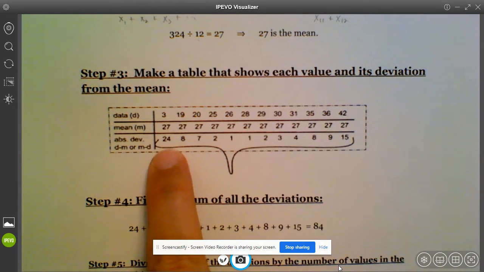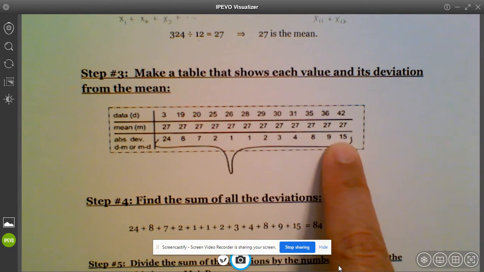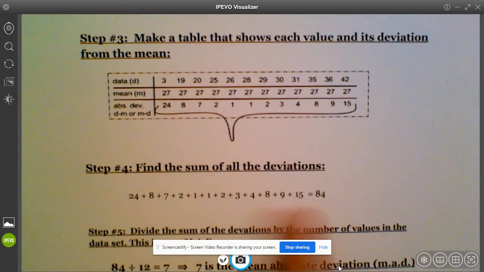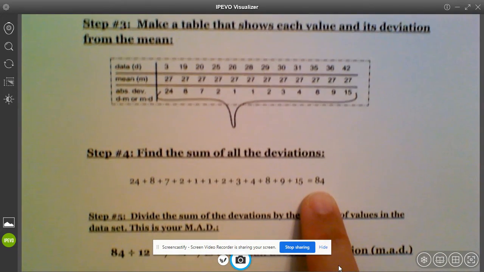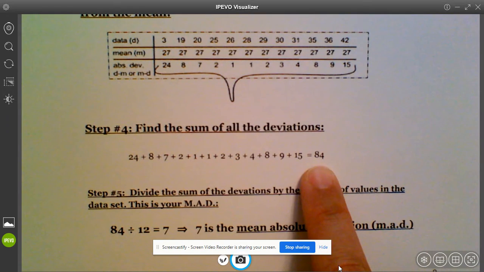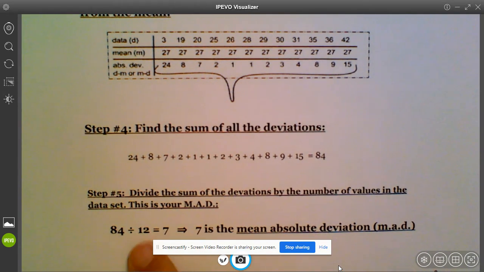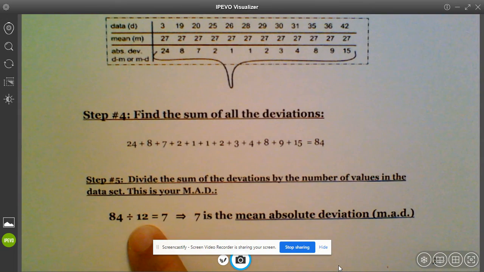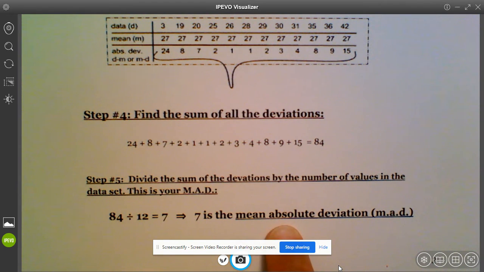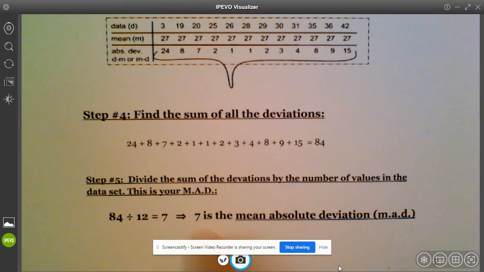So we're going to take all of these distances from the mean. We're going to add them up. We find that when you add all those distances, you get 84. And then we're going to take the sum of 84 and divide it by the 12 numbers that there are, because remember, we're finding a mean. 84 divided by 12 is 7. So the mean absolute deviation, which I'm going to call the MAD for this problem, is 7.